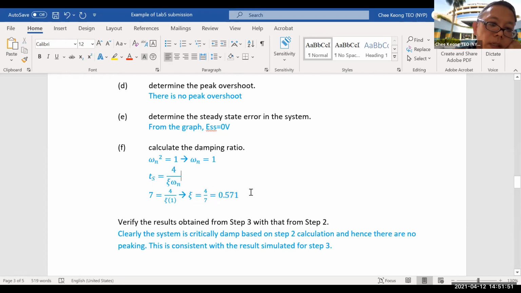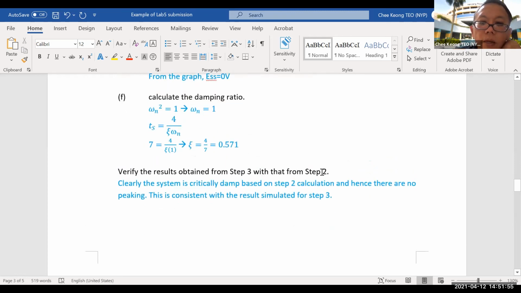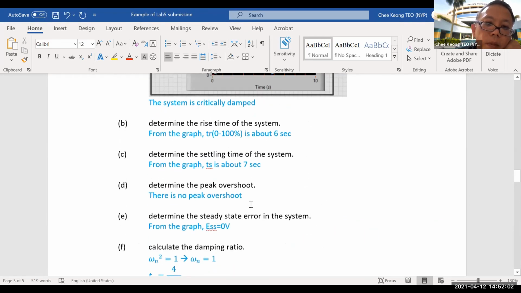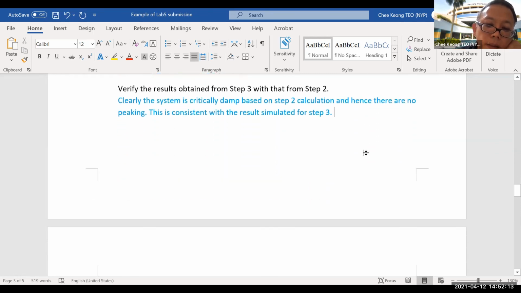So this is a reverse calculation of zeta. Now, verify the result obtained in step 3 with that of step 2. Clearly the system is critically damped for both cases. They are critically damped based on the step 2 calculation, and hence there is no peaking. This is consistent with the step 3 result. Both of them are pointing to it as critically damped.